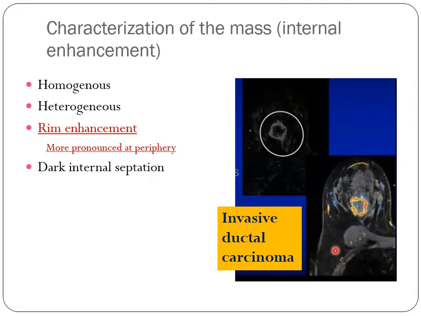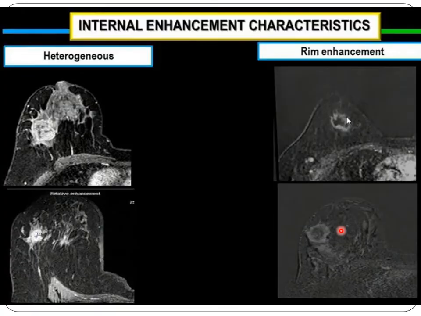And here the rim enhancement, as you see it in the computer aided detection, is an abnormal enhancement, and it is invasive ductal carcinoma. Briefly, the right side shows heterogeneous enhancement of a lesion, the first one and the second one, and the left side is showing rim enhancement. Both of them are malignant.